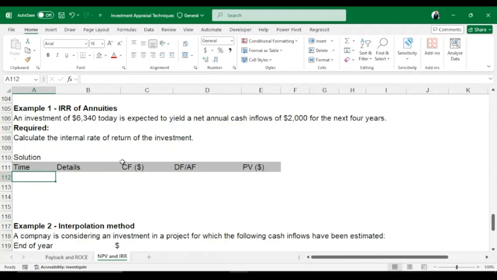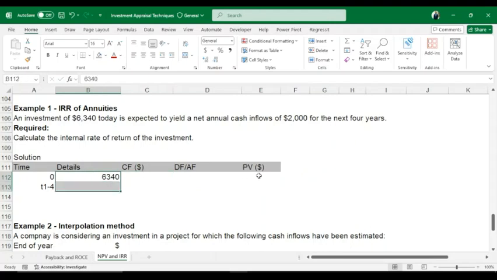All right. So what is the time here? We have been told that the investment is supposed to yield annual net cash inflows of 2,000 for the next 4 years. And then we have an initial investment of 6,340. So we know that initially we are going to have time 0. And then since this is an annuity, we are going to have time 1 to 4. All right, and then I can align this to the right. Okay, so our initial investment according to the question is 6340.